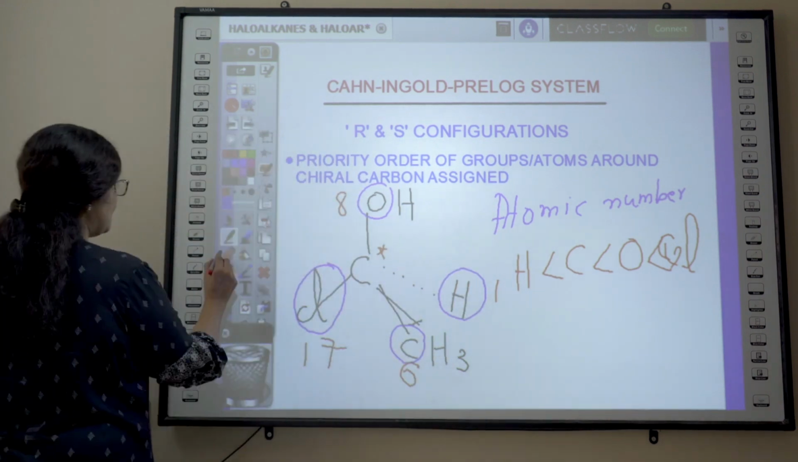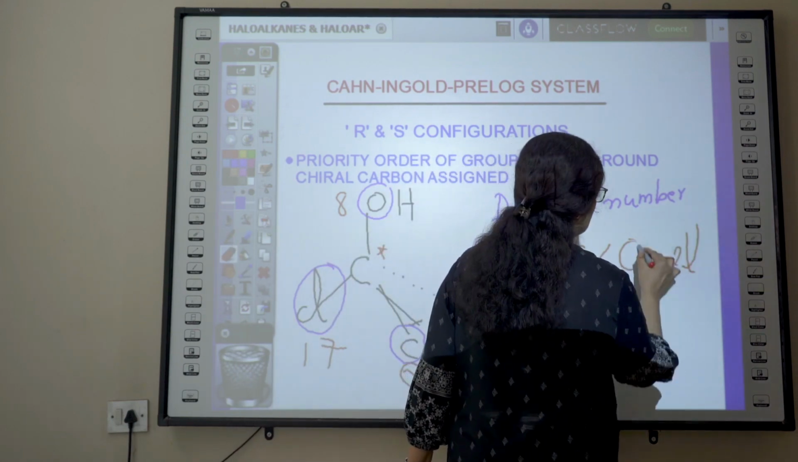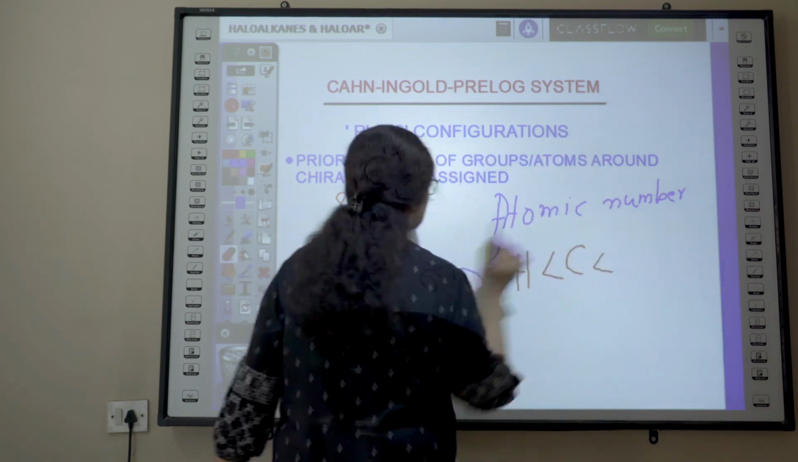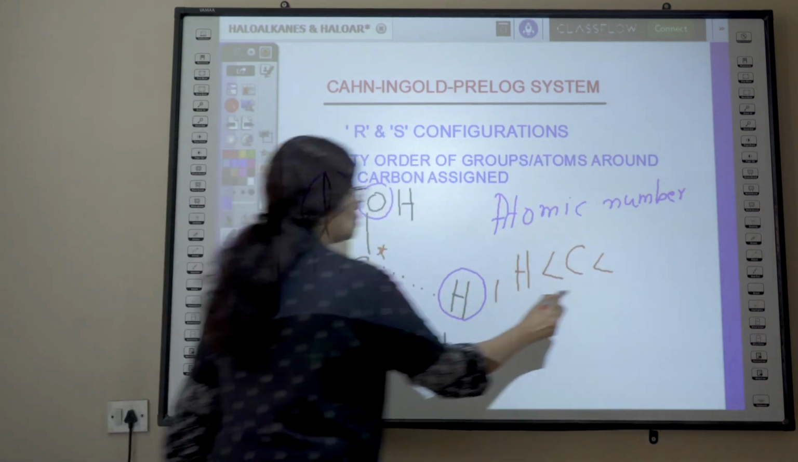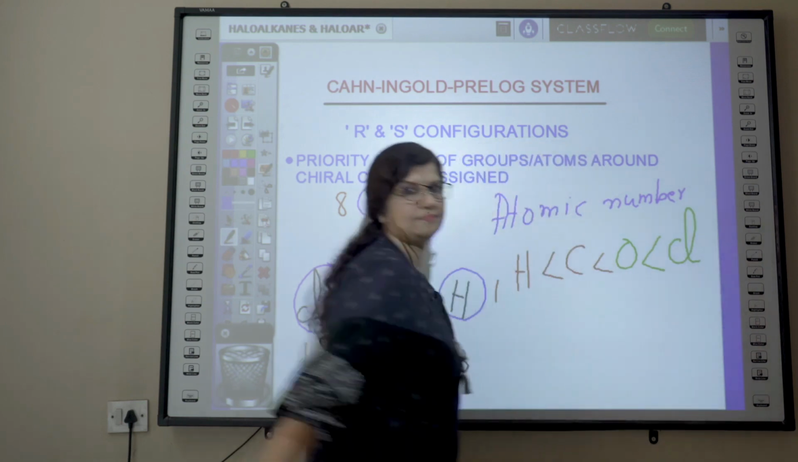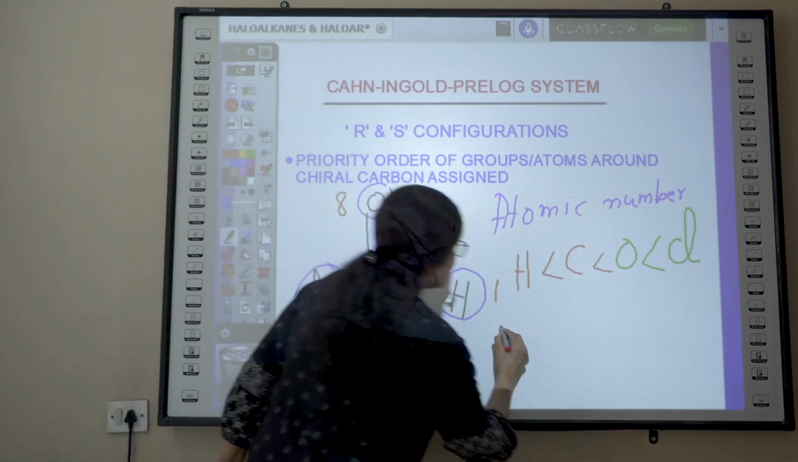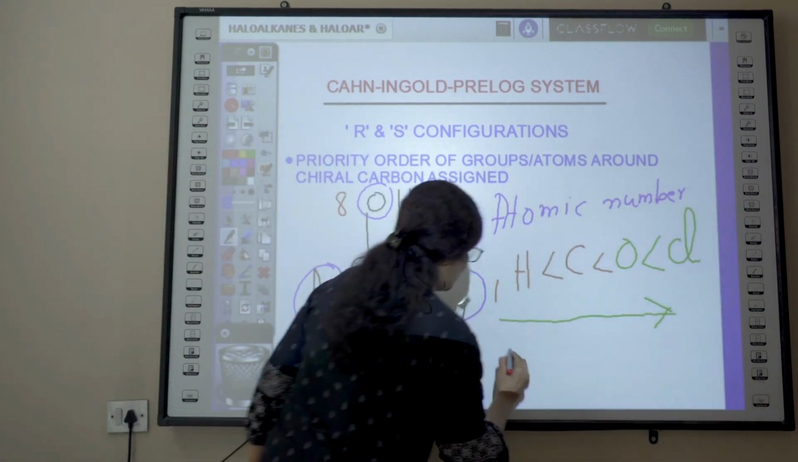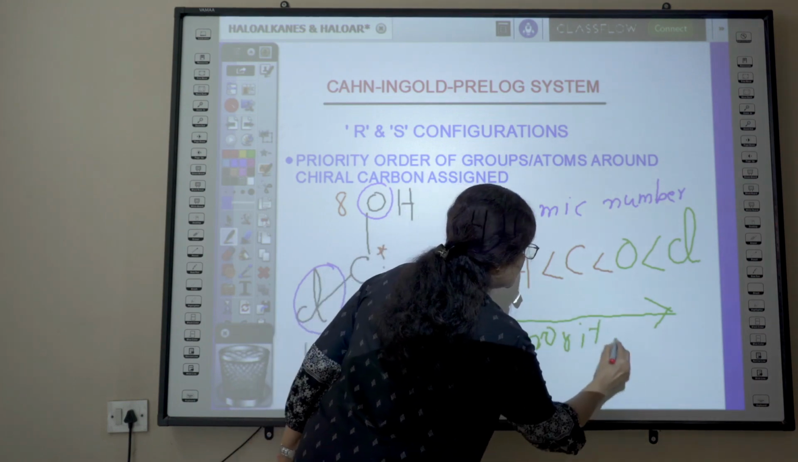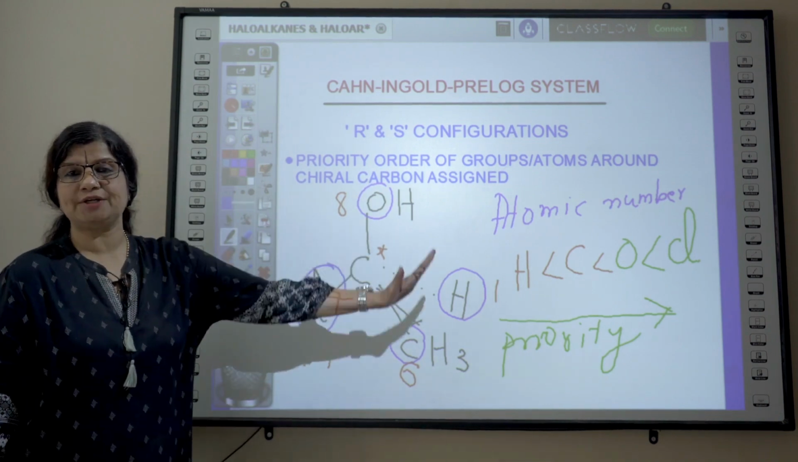Let me just erase that part. It doesn't look very clear. So I'll just rewrite that part. Less than oxygen, less than chlorine. So that is the order of priority, increasing order of priority based on increase in atomic numbers.